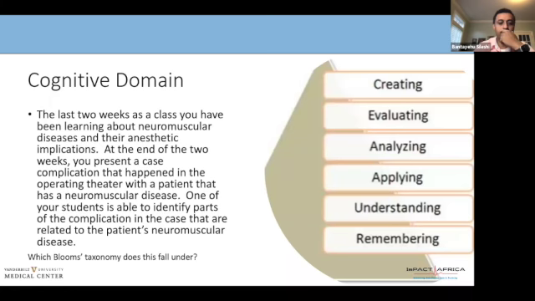Good. All right. The last 2 weeks as a class, you've been learning about neuromuscular diseases and their anesthetic implications. At the end of the 2 weeks, you present a case complication that happened in the operating theater with a patient that has a neuromuscular disease. One of your students is able to identify parts of the complication in the case that are related to the patient's neuromuscular disease. Which Bloom's taxonomy does this fall under? Analyzing. That's correct.